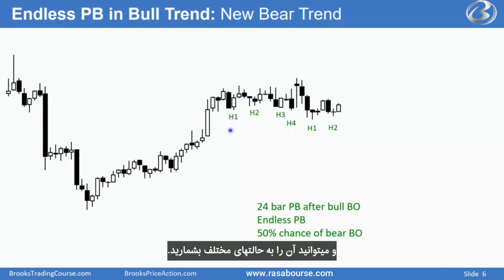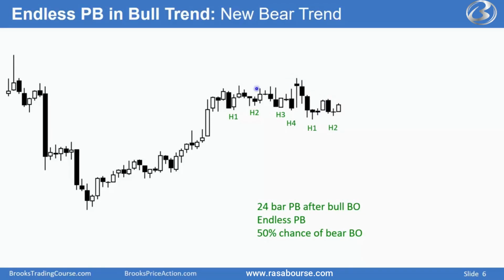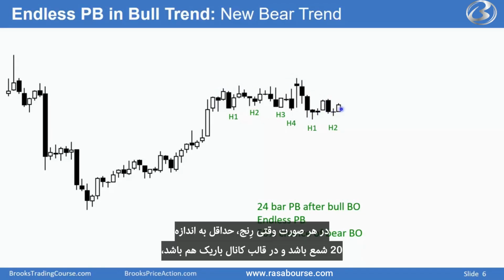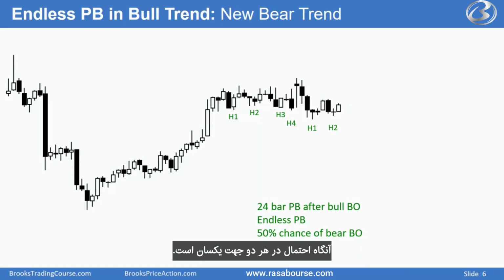24 bars, you can do different kinds of counts. High 1, high 2, high 3, high 4. Bull breakout, didn't go very far. And then high 1, high 2. Doesn't matter. 20 or more bars in a very tight channel like this, a tight trading range like this, the probability for the bulls has dropped. And now it's the same as for the bears.